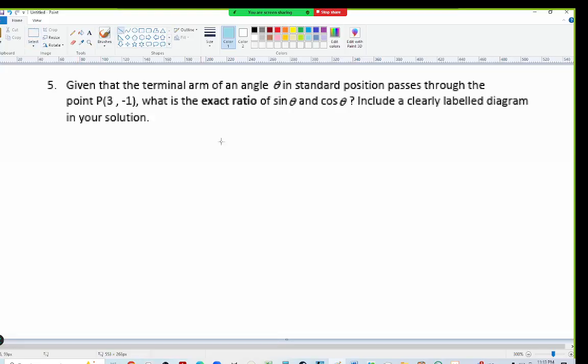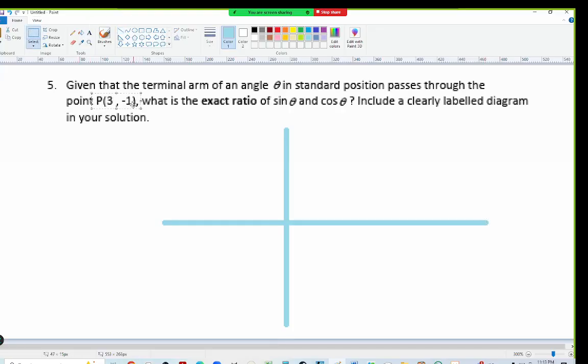So this is what I was talking about. Sometimes the point they've given us is not on the x or the y axis. Where would this point be located? Which quadrant? Where's the 3? It's on the right. It's the x value, so it's positive, 1, 2, 3, and then down one. So it's quadrant one, right there.